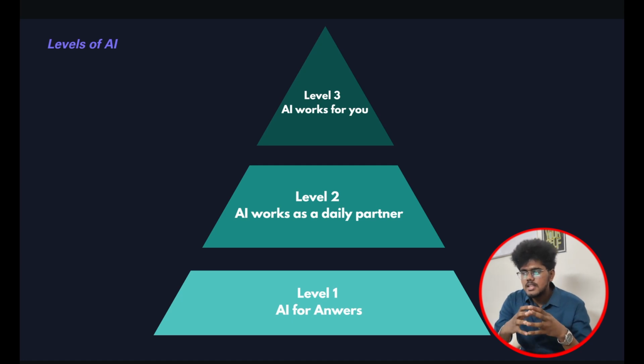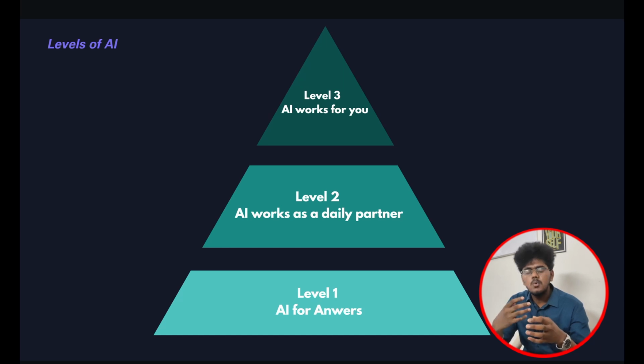We have three levels of AI. Level 1 is AI for answers. We used to use Google Engine before. Now we use ChatGPT or several other AI models, where we ask questions and AI answers. For example, draft me an email, or generate me a project description to add to the resume, or what is today's IPL match. You can ask questions and AI is better at answering them.